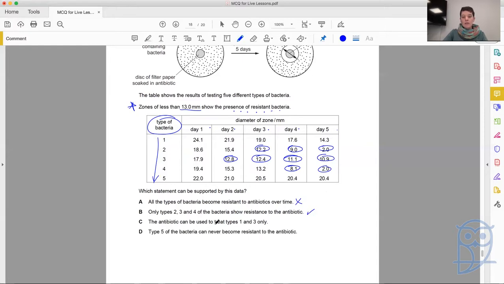The antibiotic can be used to treat types 1 and 3 only. Well, 3 is resistant, so we can't be treating 3. 1, yeah, okay, 1 is not resistant, so we could potentially use it for 1. Type 5 of the bacteria can never become resistant to the antibiotic. Never say never. So it isn't resistant at this stage, but we don't know about it in the future. Our data does not support that. So we have confirmed the answer for this question is B.